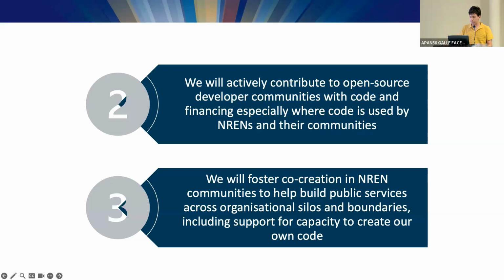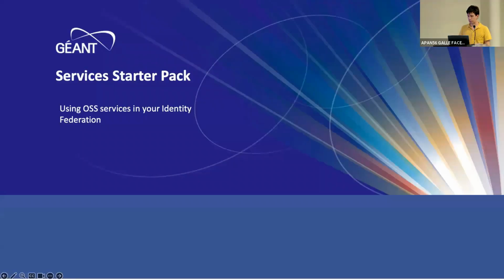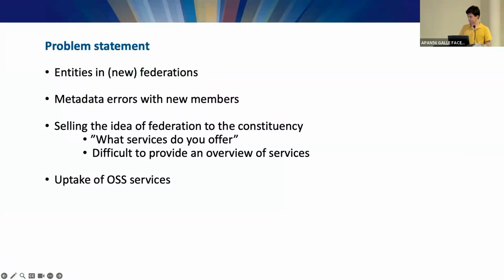And principle number 3 is we will foster co-creation in NREN communities to help build public services across organizational silos and boundaries, including support for capacity to create our own code. And this also fits nicely into the next couple of slides, because I've been thinking about creating something called a services starter pack.